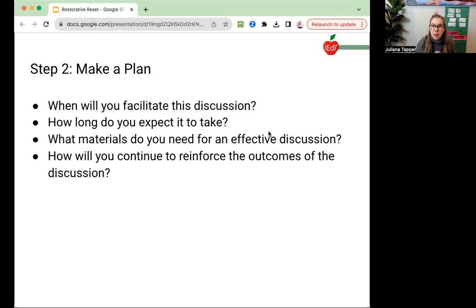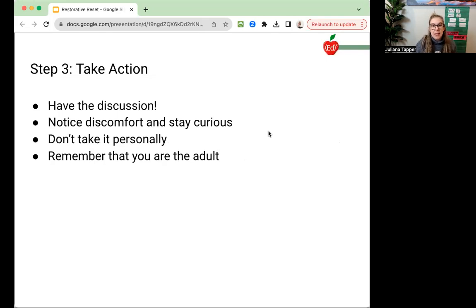And how will you continue to reinforce the outcomes of the discussion? You don't just want to have a discussion and then never revisit it. So you have to think about, how am I going to reinforce what comes out of this discussion, right? And it can't be a prescriptive thing, because we don't know what our kids are going to say. We don't know what the particular wrongs are that we've all been feeling in the classroom that need to get settled. And then step 3 is to take action, right?